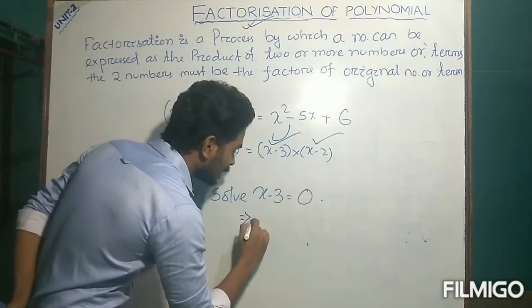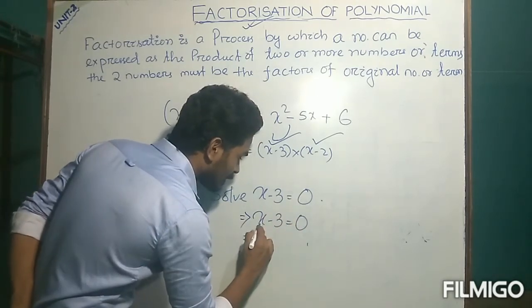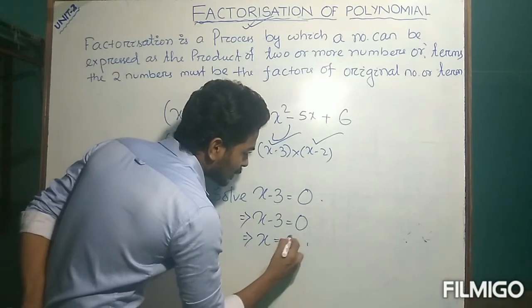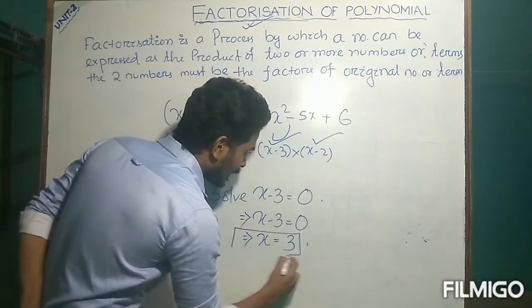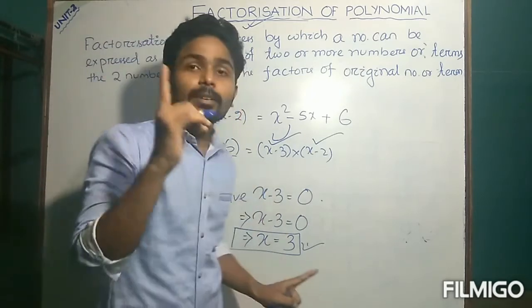So how can you solve it? x - 3 = 0. That means we have to find the value of variable x. x = 3. So here we get x = 3. Solving means finding the value of x.